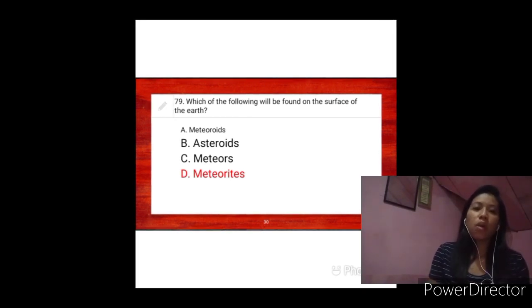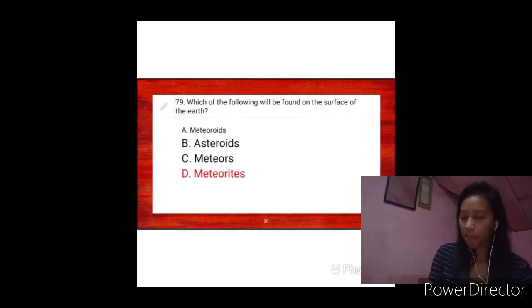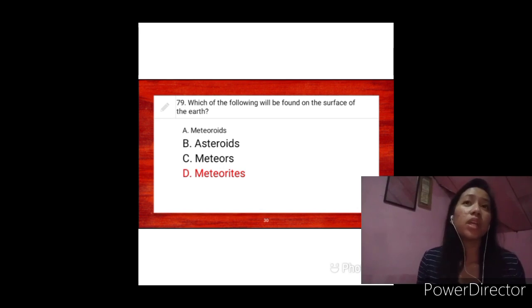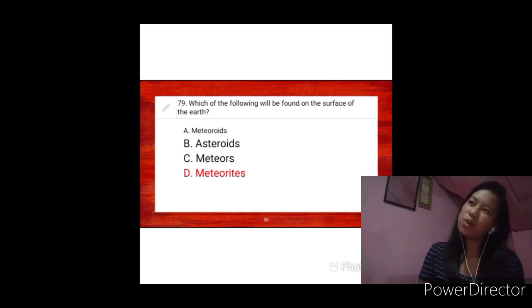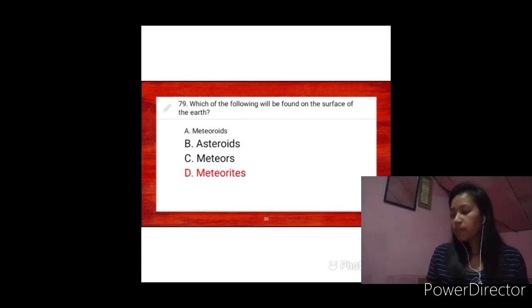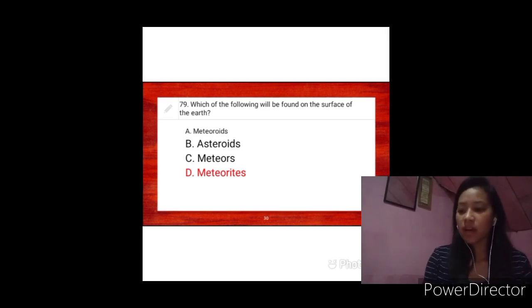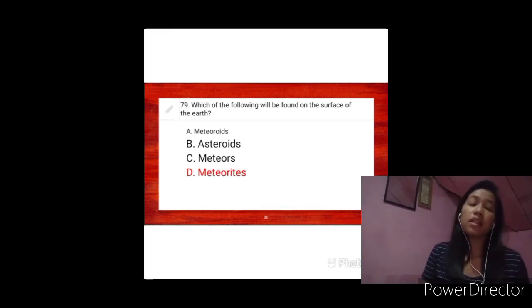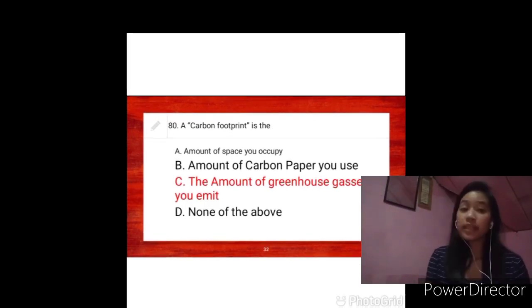We call those larger asteroids planetoids. Okay, so meteors are very common, and we call them shooting stars, because they are only a piece of dust and debris from space that burned up in the Earth's atmosphere. Usually it creates bright streaks across the night sky. So the letter D is the right answer there, meteorites.